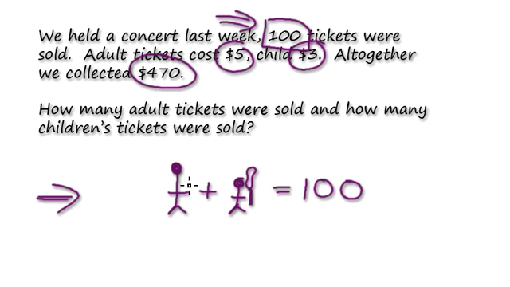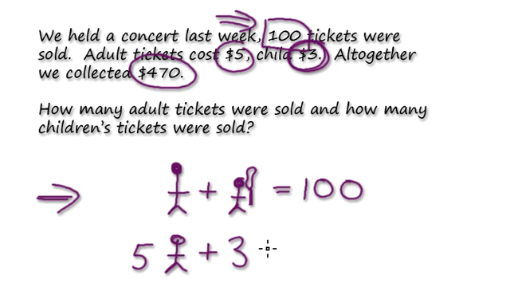And then, each adult ticket costs $5. So if this is the number of adults, you could say 5 times the number of adults here. Suppose you have, let's say, 50 adults, then you would get 50 times this 5 here. That will give you the amount of money you collected for the adults.